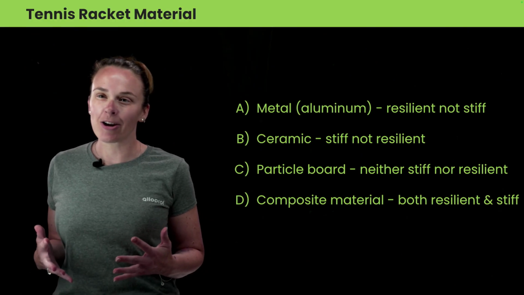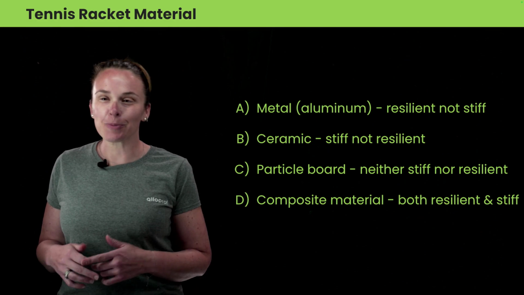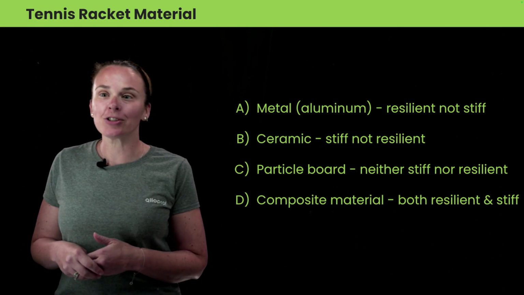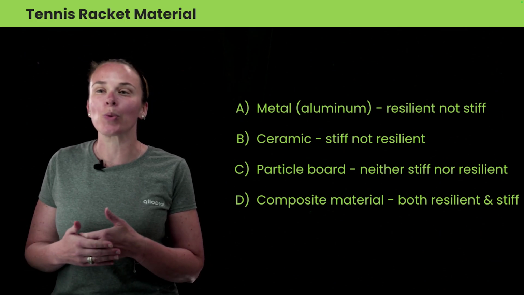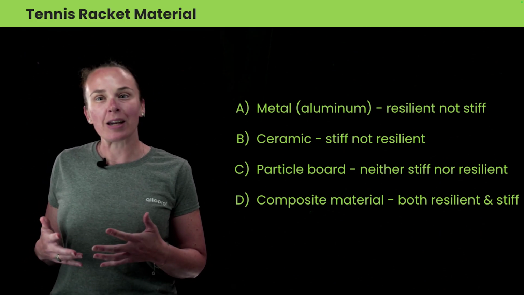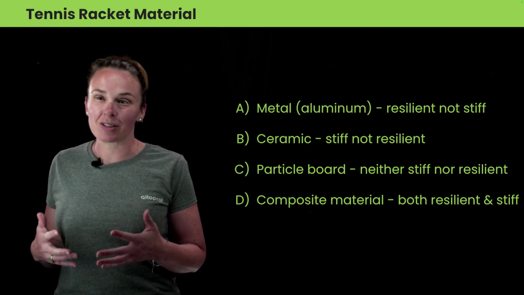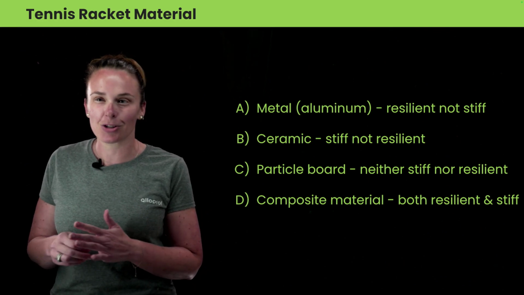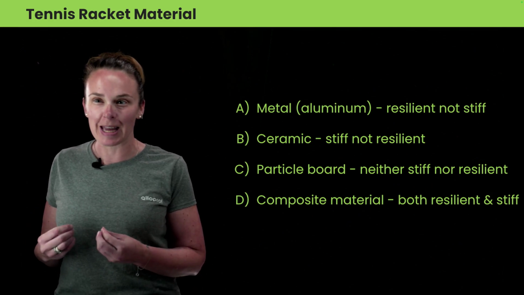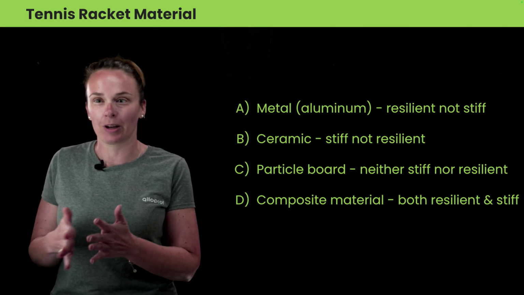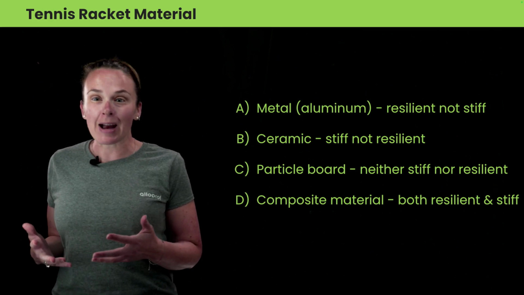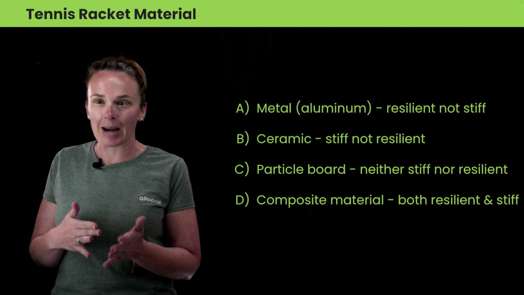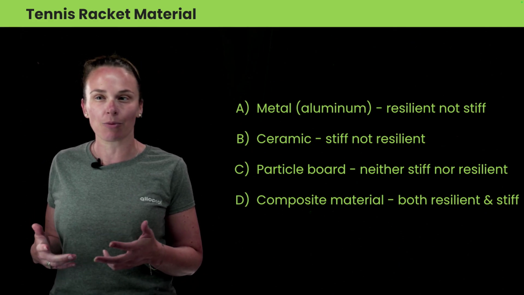So let's think of the characteristics of a tennis racket. It needs to be fairly stiff to withstand the impact of a tennis ball. And also it needs to be resilient, so it needs to withstand that force. So if we think about metal, metal is quite resilient, but aluminum is not very stiff, right? It can bend. And so it won't necessarily absorb the impact like it should for when a tennis ball hits the racket. If we look at ceramic, it's stiff, right? That's why we like those ceramic things, but it also can break really easily. So it's fragile. It's not resilient.